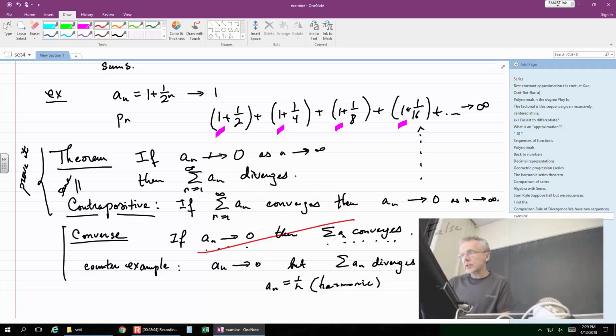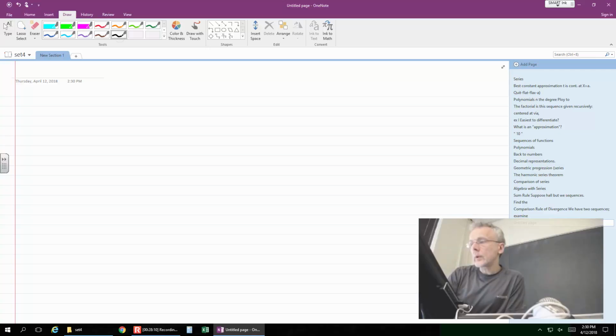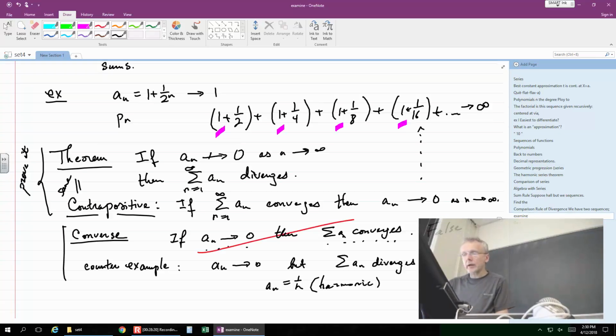So anyway, let's prove it. It's not that bad, but it does require proof. So we have sequence a_n, and what do we know? I'm going to go with the contrapositive. So I have a convergent series, and I want to demonstrate that the sequence where it came from converges to 0.